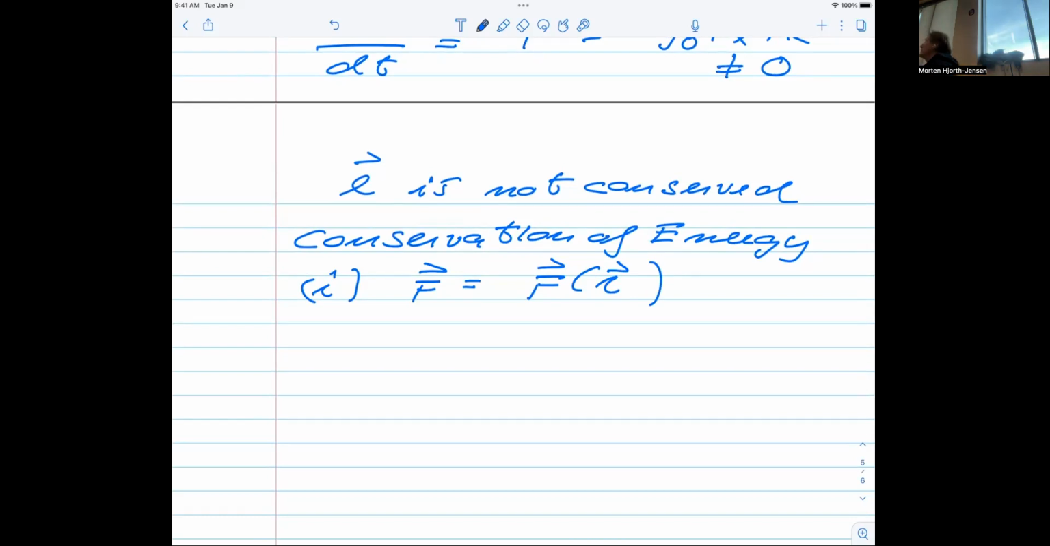And there is no velocity dependence. So as soon as you have a force with velocity dependence, energy is not going to be conserved. And we will encounter this when we are looking at friction. That will give us a force which will depend on velocity. And then we will not be able to conserve energy for an isolated system, because the system will dissipate energy to the environment.